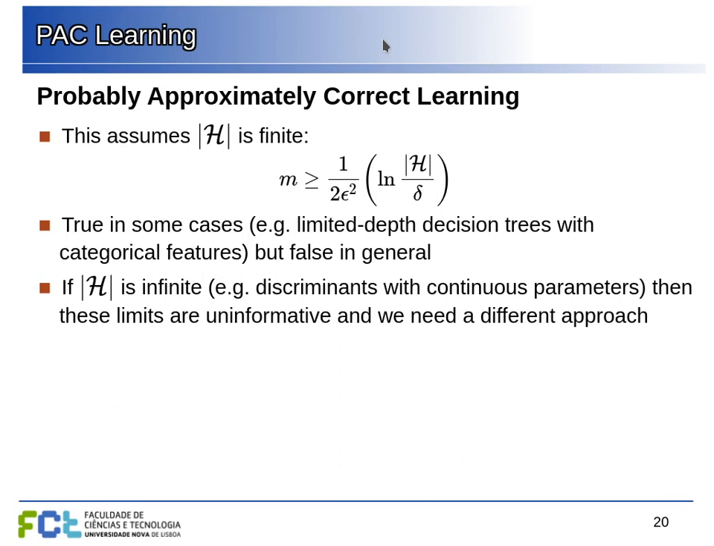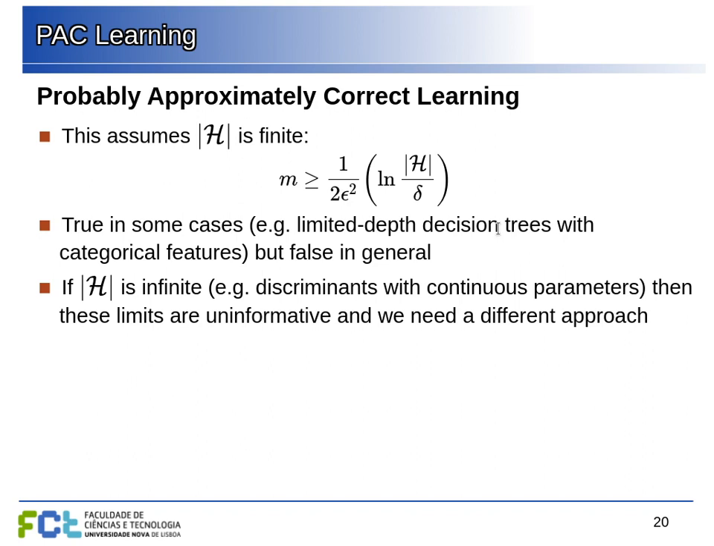Okay, but so far we've been assuming that the hypothesis class is finite and that we can compute things with the number of hypotheses in the hypothesis class. This can be true in some particular cases. For example, if we have decision trees with a limited depth, then we have a finite number of hypotheses if we have categorical features.